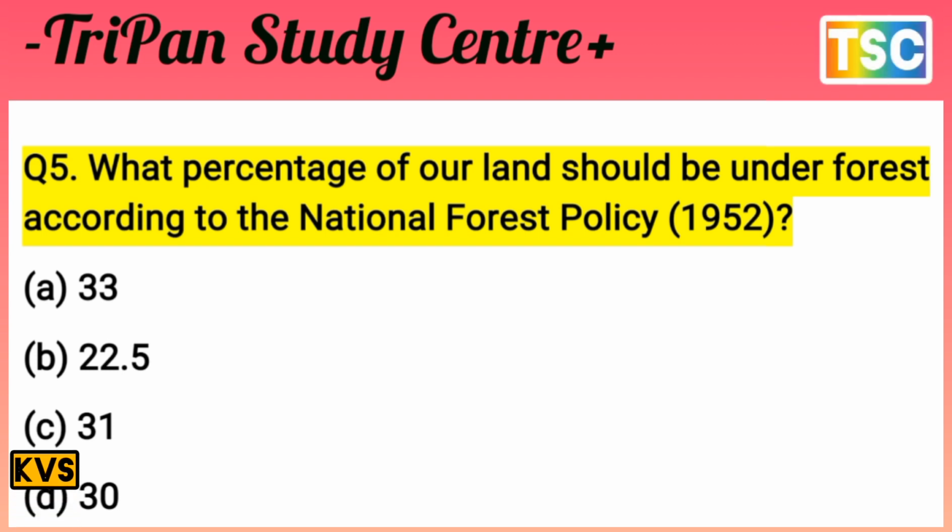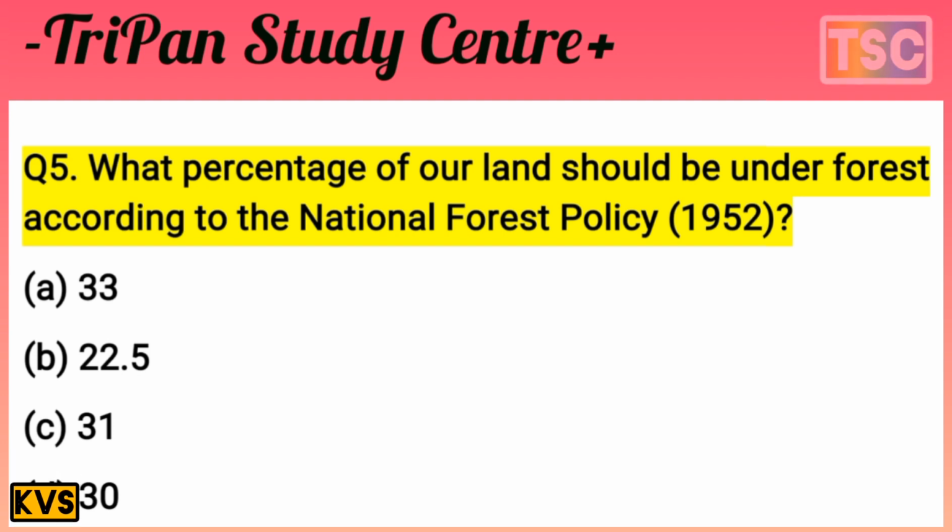C is 31, that is also eliminated, and 30 is D, eliminated. But option B is the answer. B is the correct answer for this question. 33% of our land should be under forest according to the National Forest Policy. This is according to 1952, not the present. It is according to 1952. That's important.